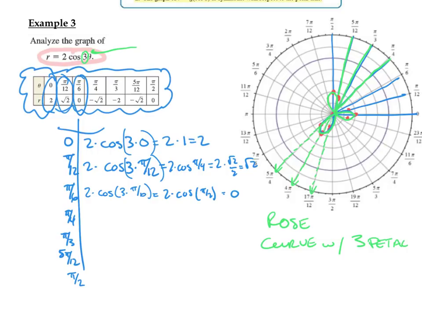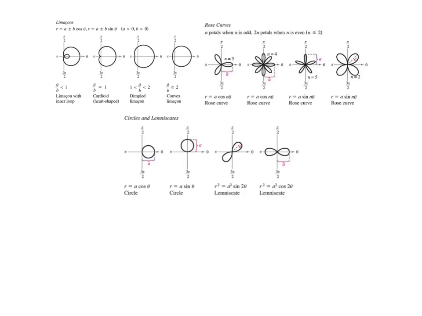Oh, one last thing. Let's look at the next page. These are all the different names for graphs you can have. Now, there's several different categories. We have limacons. That includes a cardioid, which we graphed earlier. We have rose curves, and we have different kinds of rose curves and how you make them. And then we have circles, which we're familiar with, and then lemniscates, which look like an infinity sign.